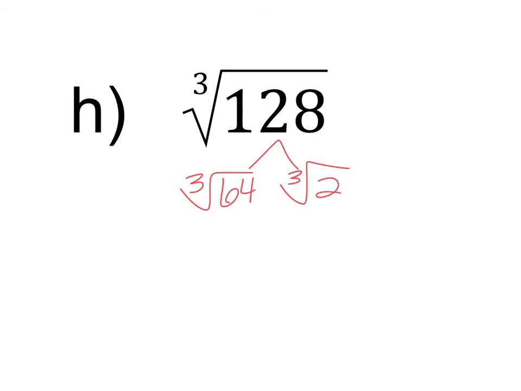This is another really popular problem. Because 2 times 64 is 128, the cube root of 64 is 4. Can't do anything with the cube root of 2, so just drop it down.